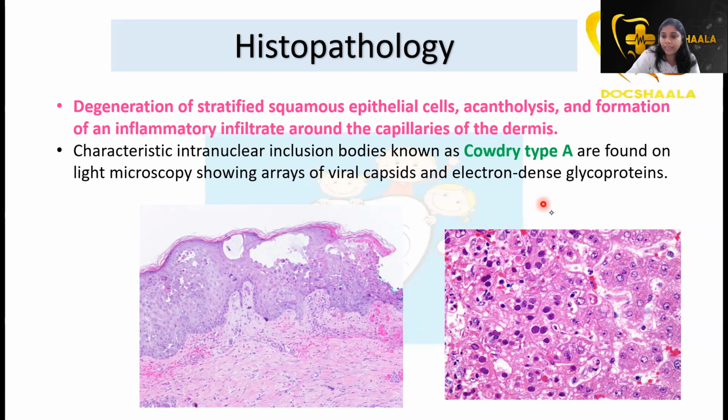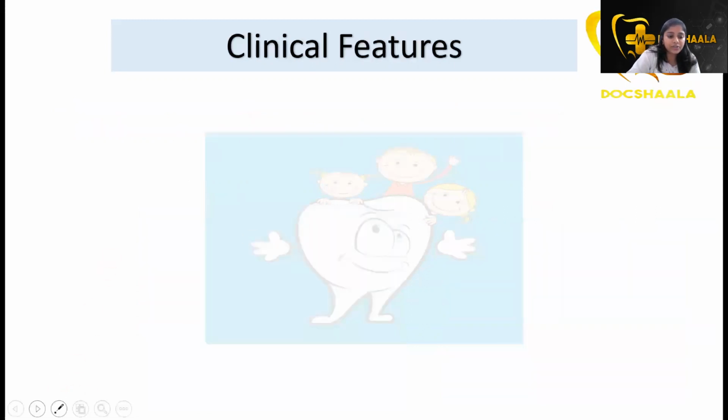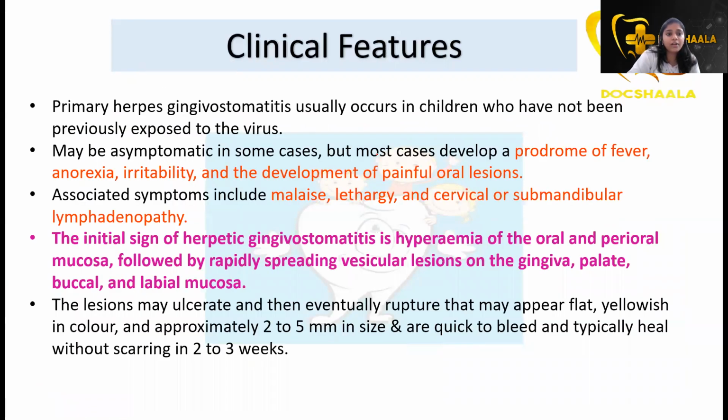Okay. Then coming to the clinical features. So the clinical features: it usually occurs in children. We have seen that they are not exposed previously to the infection and may be asymptomatic, but it develops fever, anorexia, irritability, and development of painful oral lesions. Then associated symptoms include malaise, lethargy, cervical or submandibular lymphadenopathy.